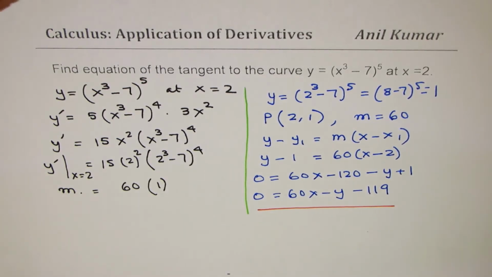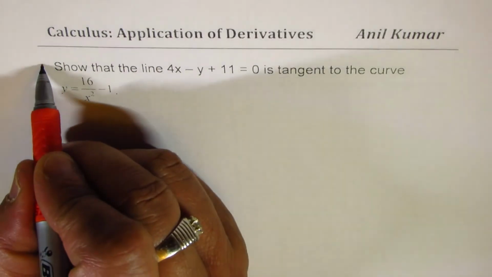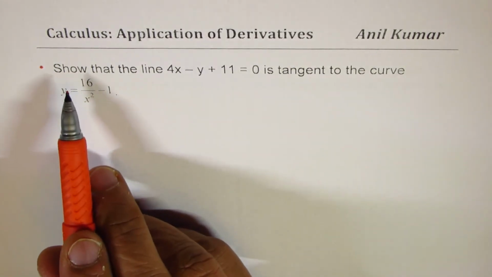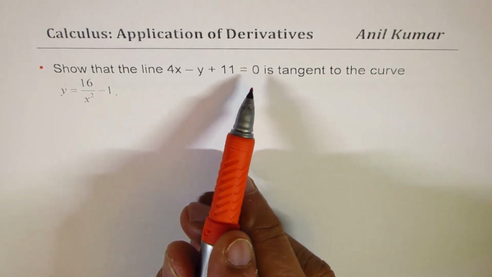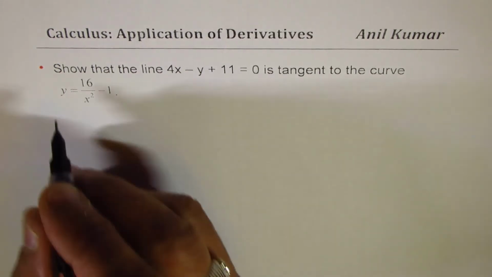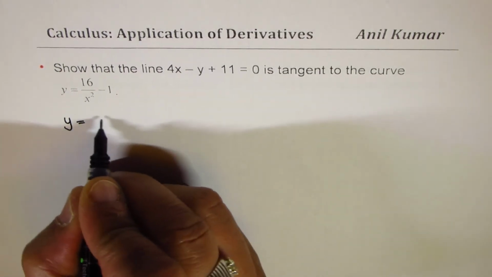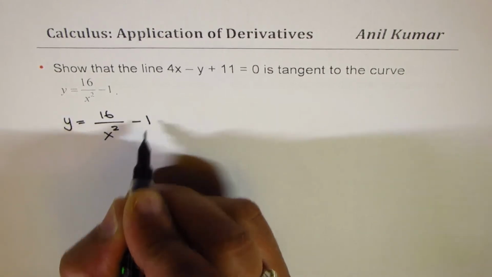Alright? So I hope you are not having any difficulty. Let's move on and do the rest of the questions. Here is a very interesting question. It says, show that the line 4x minus y plus 11 equals 0 is tangent to the curve. Let me write it down clearly. y equals 16 over x squared minus 1.